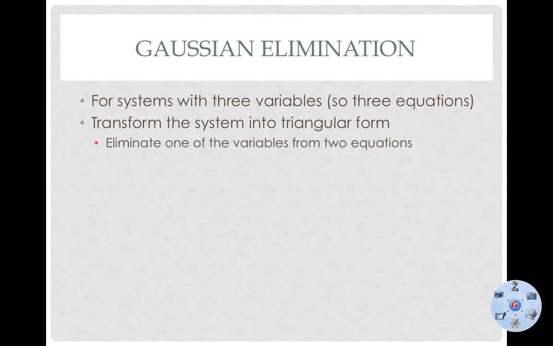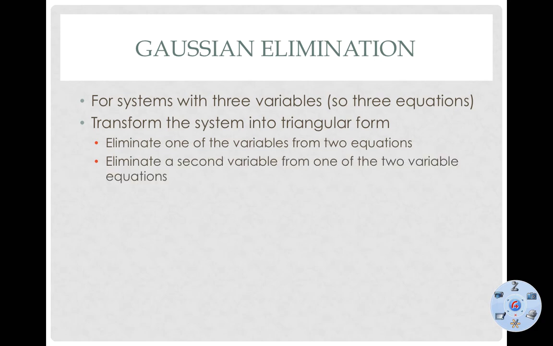Basically, you start with eliminating one of the variables from 2 of your equations. Then eliminate a second variable from 1 of the 2 variable equations. Sounds very complicated. Don't worry, we'll show you an example here. And then you're going to use substitution to solve for the rest. So this gets Gauss's name to it.